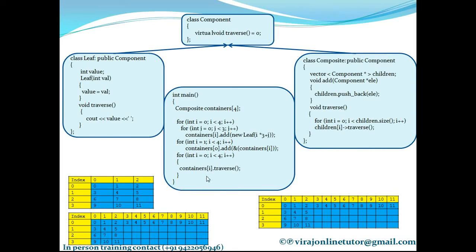And in the last for loop, what do I do? I just print, I call traverse of each of the containers. So for i equal to 0 to 3. So for i equal to 0, 1, 2, 3, I just call traverse. So when I call traverse of containers of 0, it will print all this. When I call traverse of 1, it will print this. Traverse of 2, it will print this. Traverse of 3, it will print this.